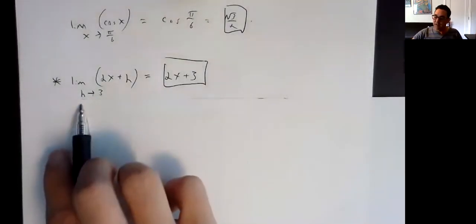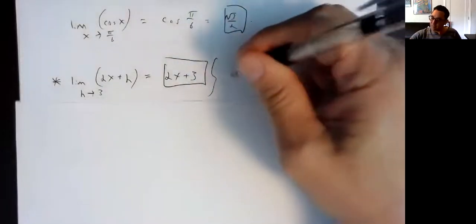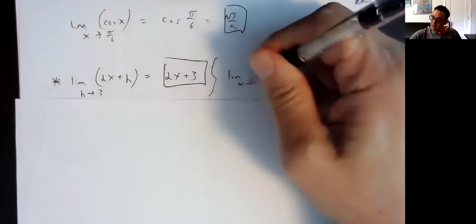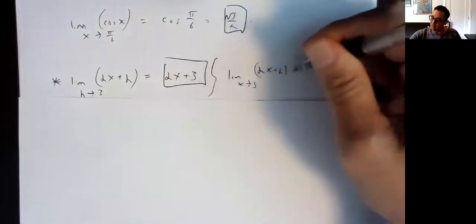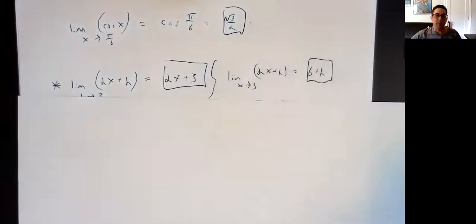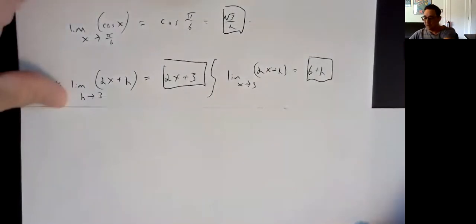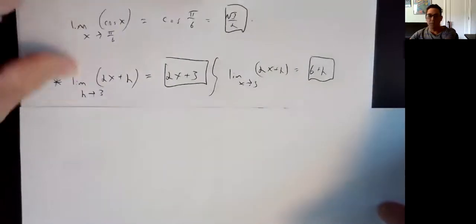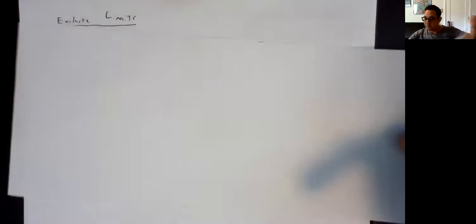I also could have had x approaches 3, and I would have plugged in the 3 here. Right, if I'd found the limit as x approaches 3 of 2x plus h, then I would have plugged in 3 for x, and I would have gotten 6 plus h as my final answer. So it's actually pretty straightforward, okay? So you're probably thinking this has all been pretty easy so far. I just plug it in, right? So let's go on to the next part, right?